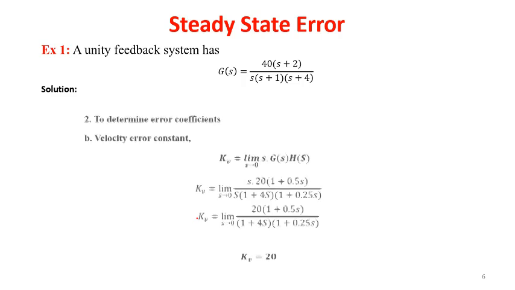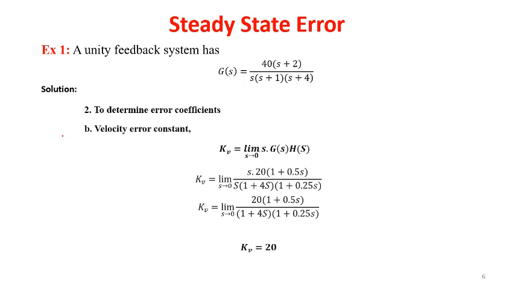Similarly, to determine the other error coefficient, which is called the velocity error constant, given as Kv is equal to limit s into g of s h of s as s tends to 0. Here we get s multiplied by the g of s h of s term, that is 20 times (1 plus 0.5s) whole divided by s (1 plus 4s)(1 plus 0.25s).